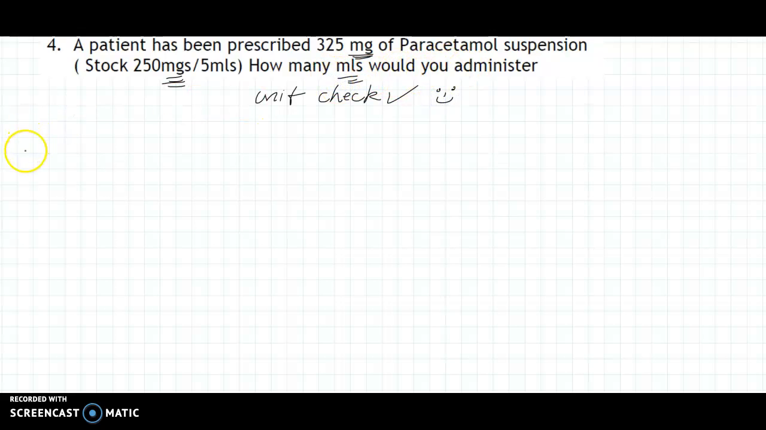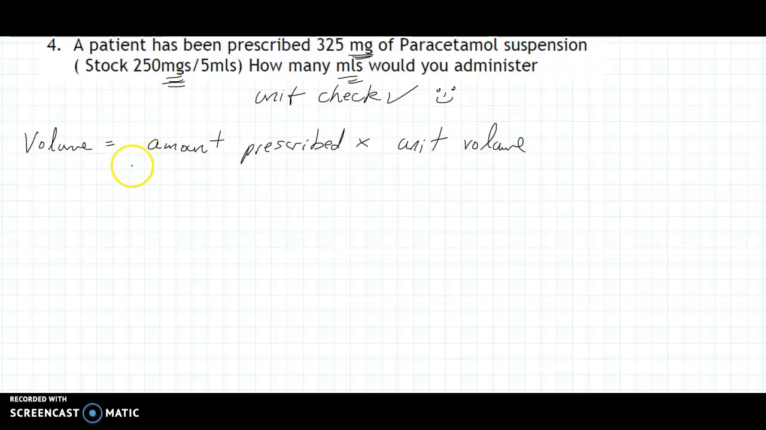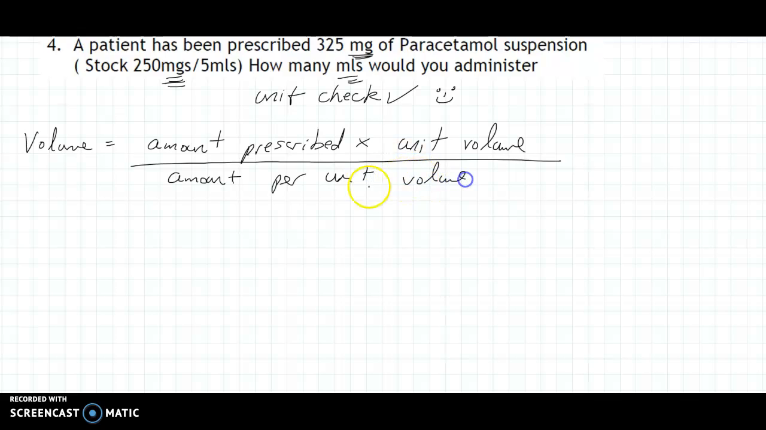That's our volume again. So our volume formula: volume equals the amount prescribed, multiplied by the unit volume, all divided by the amount per unit volume. As long as the units are the same, we just fill in here.